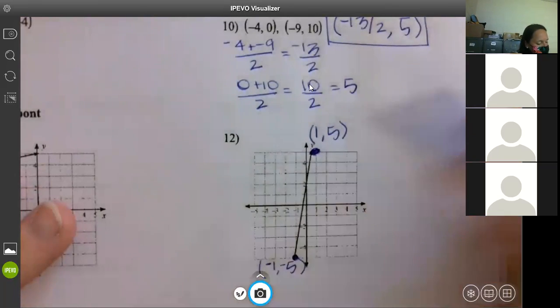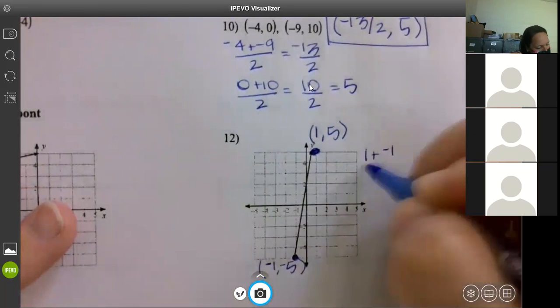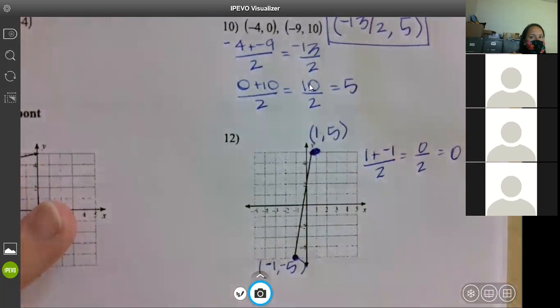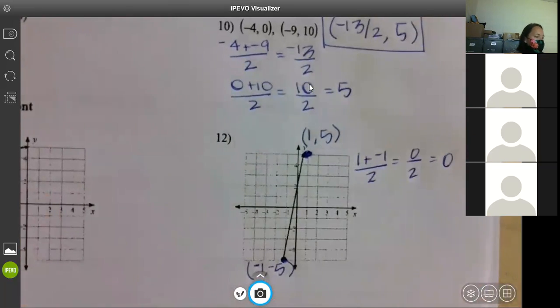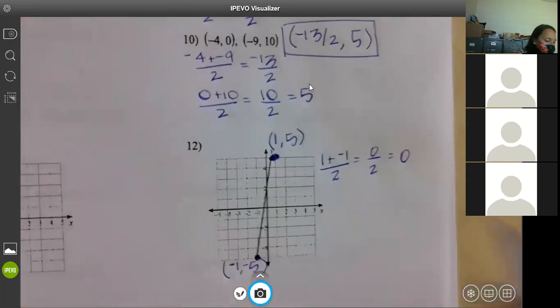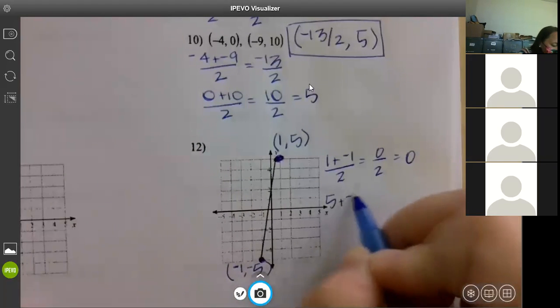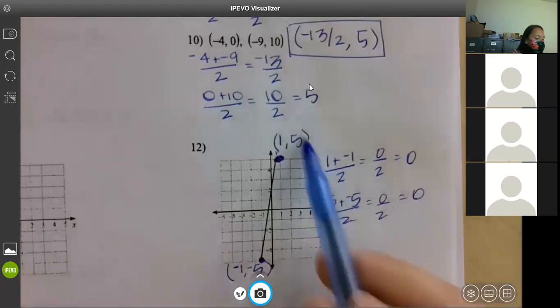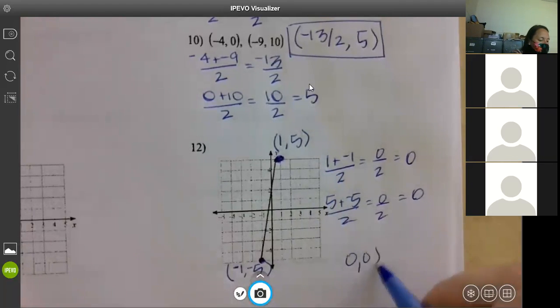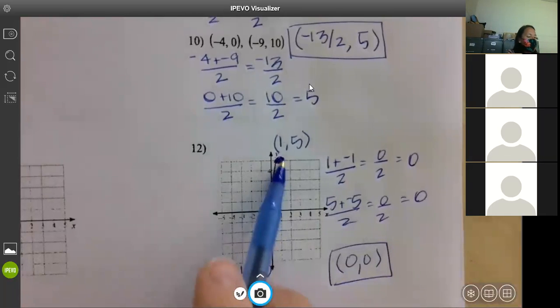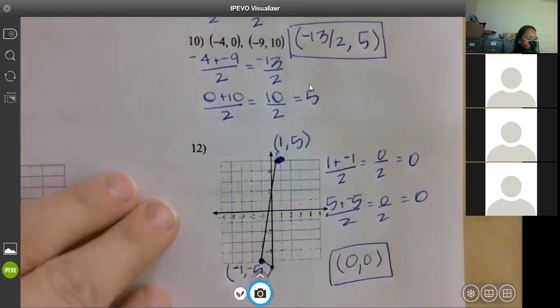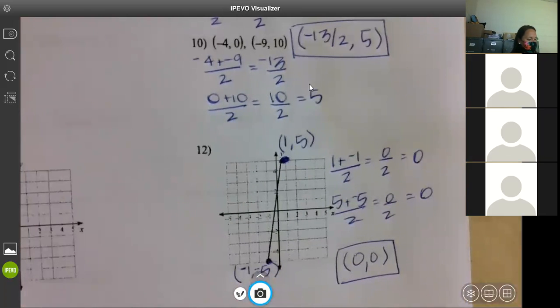What are your two x's? Which is 0 divided by 2 or 0. And then you have 5 and -5 divided by 2, which is 0/2. So your midpoint, if those were your actual coordinates, would be 0, 0. But this one's a little off. It's not perfectly 1, 5. Okay. Again, I don't like these graphs because they're not perfect.